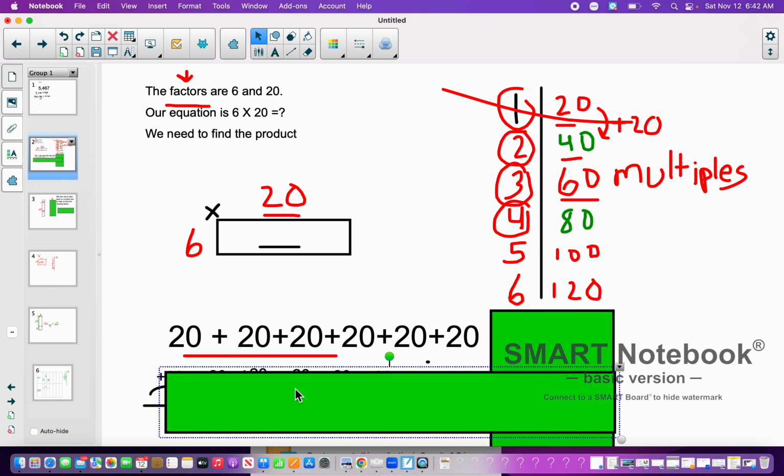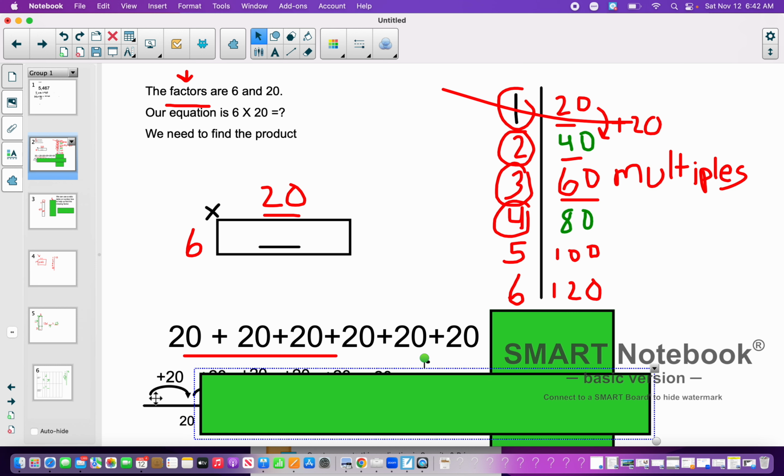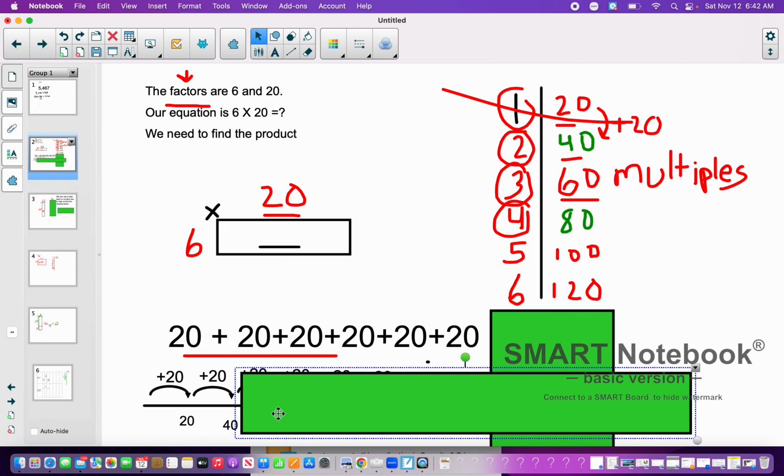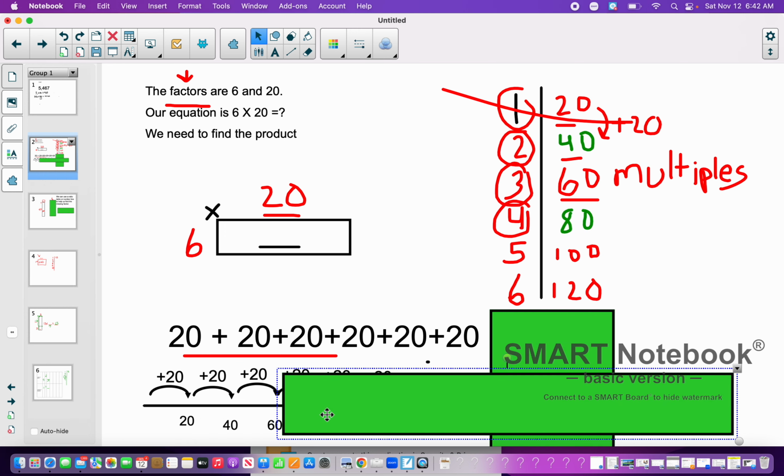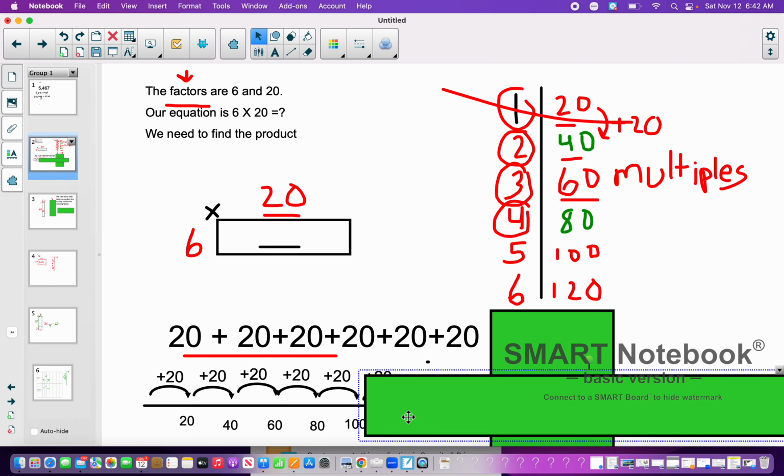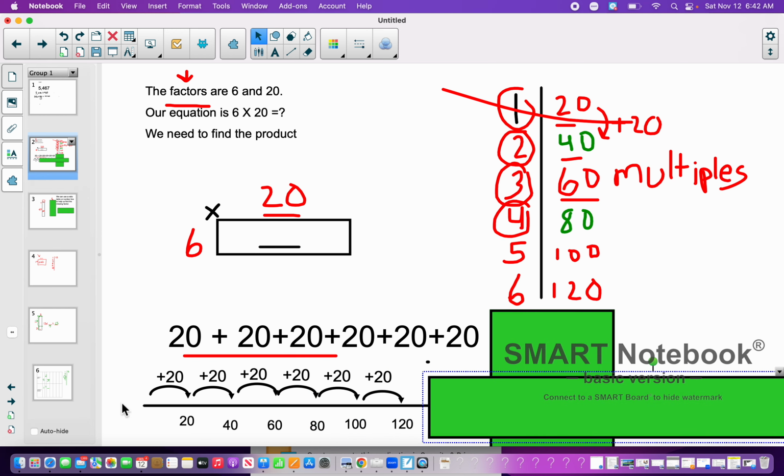Another method we used in class is the number line. So we drew out a number line and we said, okay, I'm going to do a jump of 20. That gives me 20. Then I add another 20. That's 40. And another 20 is 60. And another 20. And another 20. And another 20. So I did 6 jumps, each with adding 20.